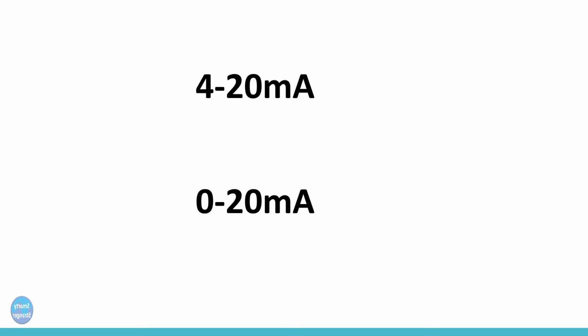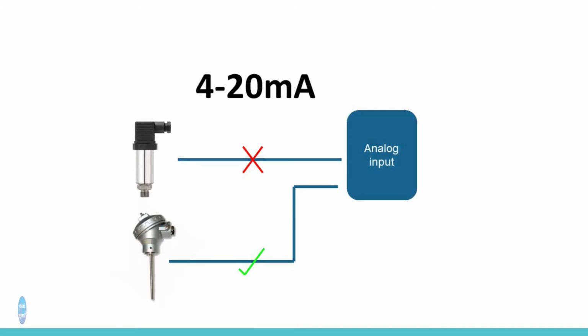In industry, normally we use a 4 to 20 milliamp signal instead of a 0 to 20 milliamp signal. Why? The main reason for using this current range is to check the health of the signal. A 4 to 20 milliamp signal tells us that the instrument is healthy and sending signals to the controller.